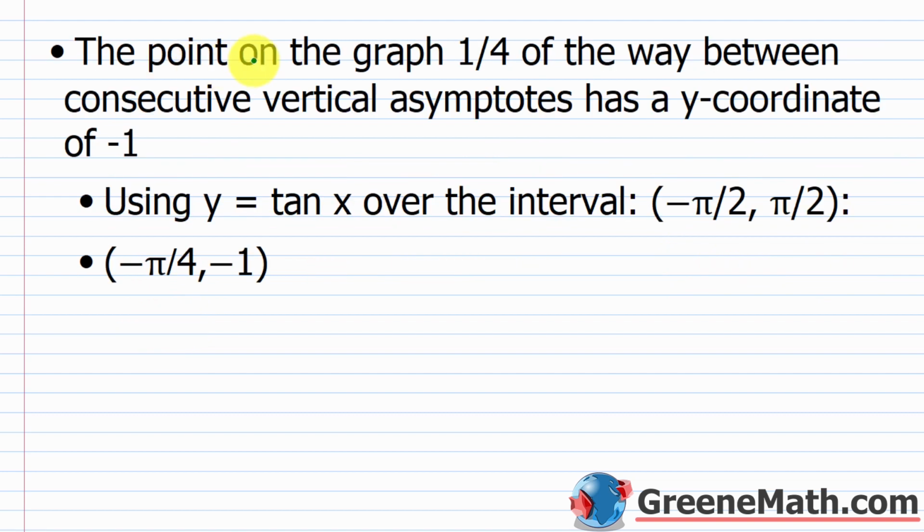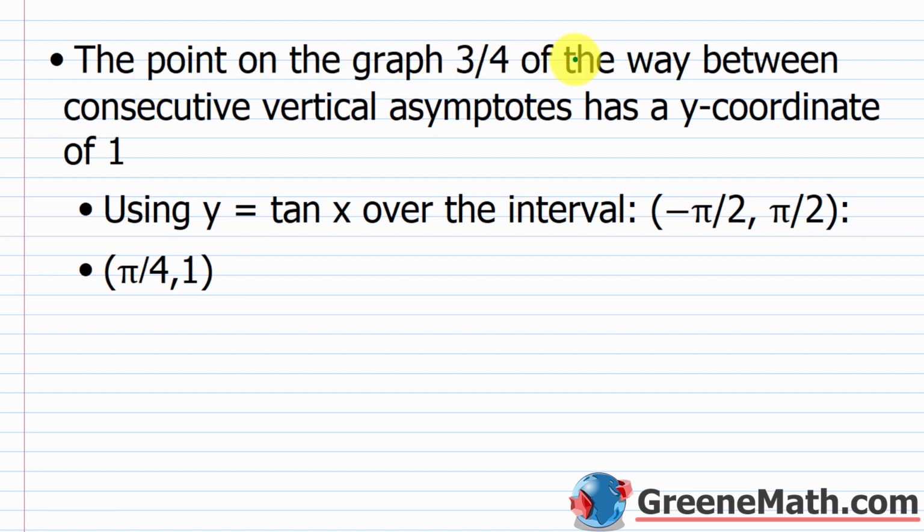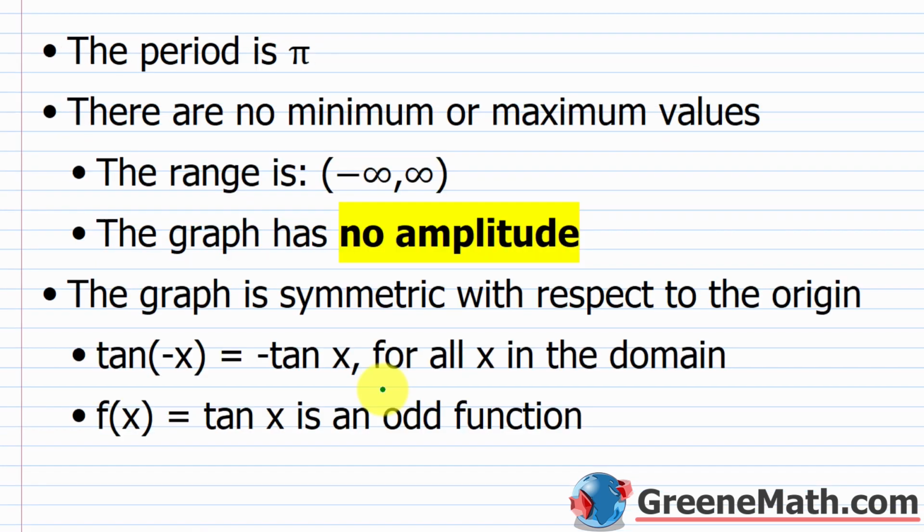Then we have our point on the graph that's a fourth of the way between consecutive vertical asymptotes. This is going to have a y coordinate of negative 1. So again, using that example, y equals tangent of x over the interval from negative pi over 2 to pi over 2, both excluded, we have negative pi over 4, comma negative 1. And then the point on the graph 3/4 of the way between consecutive vertical asymptotes has a y coordinate of 1. So again, using y equals tangent of x over that interval, negative pi over 2 to pi over 2, both being excluded, we have pi over 4, comma 1.